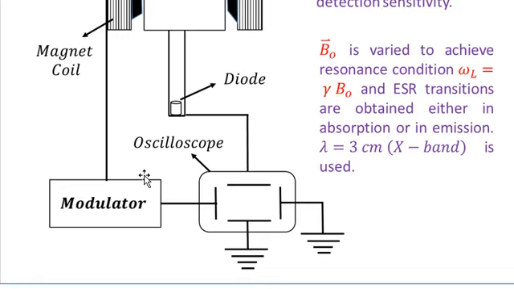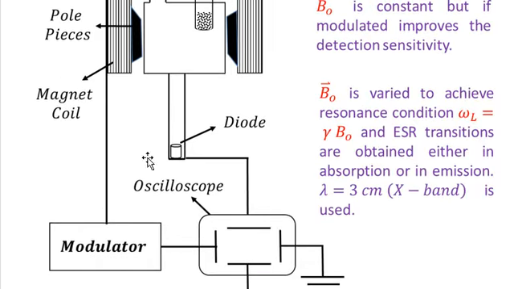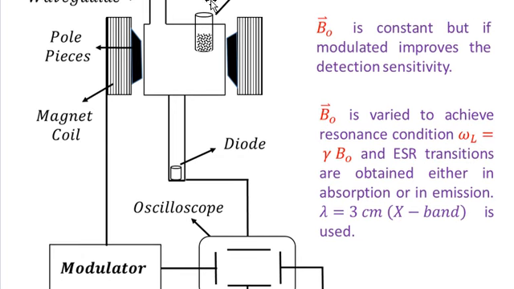And in order to improve the sensitivity of this experimental setup, we can use a modulator. That is, we can use a modulating external magnetic field B naught. So in this experimental setup, to increase the sensitivity of the measuring field, we can make this magnetic field B naught a modulating magnetic field. And due to this modulation, we can improve the sensitivity. That is, we can improve the sensitivity of this diode to detect the signal.